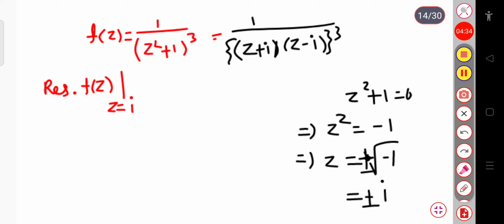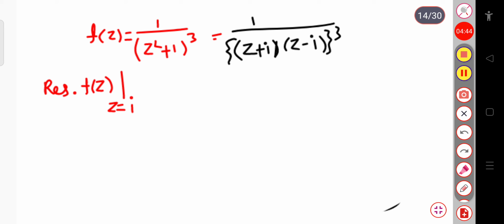These are the roots, because plus and minus i are the roots, so I can write z² + 1 as (z + i)(z − i). Okay, let me erase this part. Now here I can write f(z) equal to this much, and also you can see here this is the pole of order 3. This is the pole of order 3.